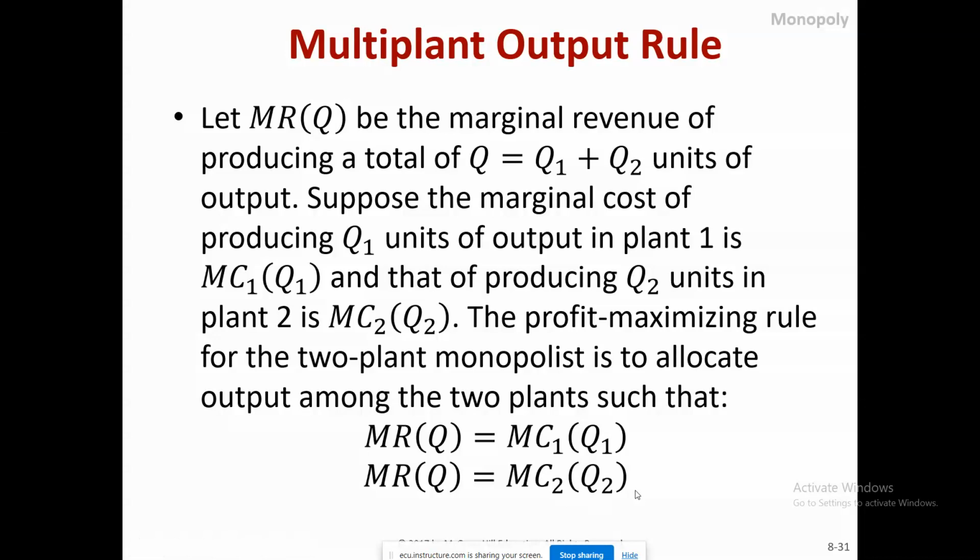And why is that? Because the products are homogeneous. It means that they are the same to consumers. Consumers do not differentiate them. So the marginal revenue is based on the total output level Q, while the marginal cost is different across plants, with respect to the specific output level.